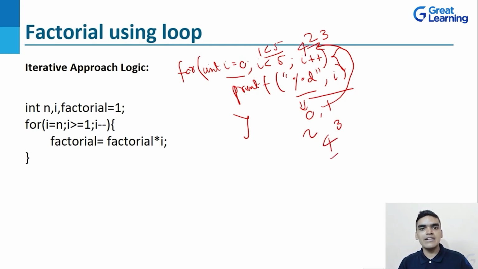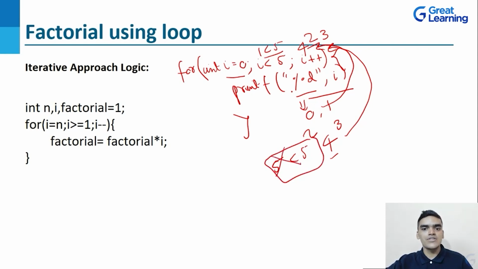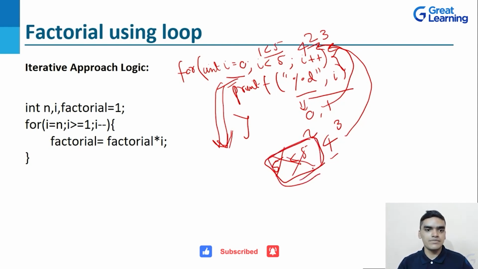Now, once we have the value 4, if it goes for update, then 4 plus 1 is 5, right? Now we will check the condition. Is 5 less than 5? Is this condition true? No, this condition is false. So my loop will end from here. There will be no execution once the condition is false and the loop will end.